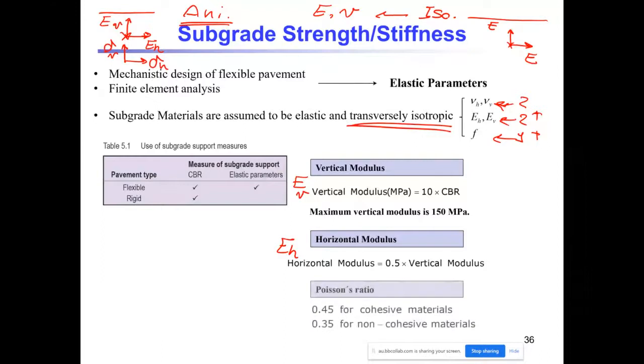For Poisson ratio, we assume that the behavior is isotropic. So we consider the same Poisson ratio in different directions. But that depends on the type of the material that we are dealing with. If we are dealing with cohesive material, like clay, the value that we consider is 0.45. If we are dealing with sandy soil or gravel, or let's say silty soil, then we are dealing with non-cohesive material. In that case, you can consider 0.35 as the Poisson ratio.